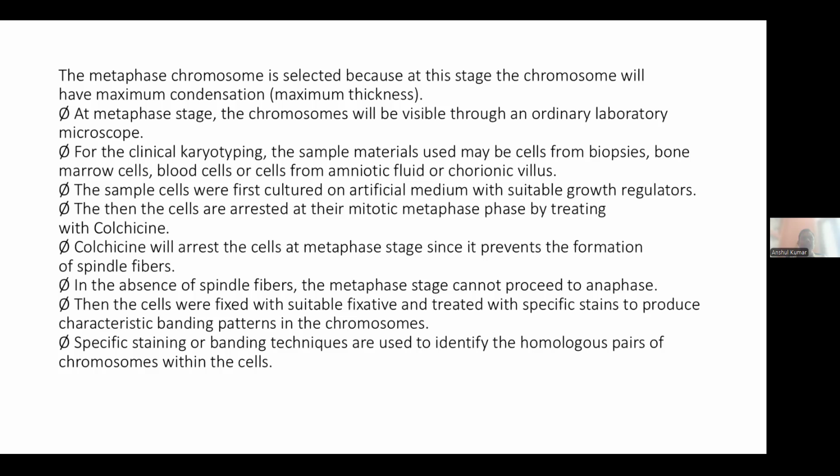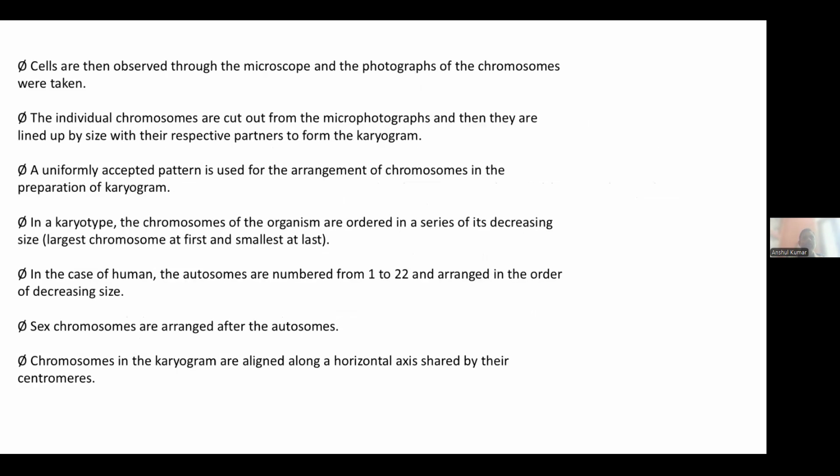Then the cells are fixed with suitable fixative and treated with specific stains to produce characteristic banding patterns in the chromosome. So specific staining or banding techniques are used to identify the homologous pairs of chromosomes within the cells. Cells are then observed through the microscope and the photographs of the chromosomes are taken. The individual chromosomes are cut out from the microphotographs and then they are lined up by size with their respective patterns to form the karyogram.